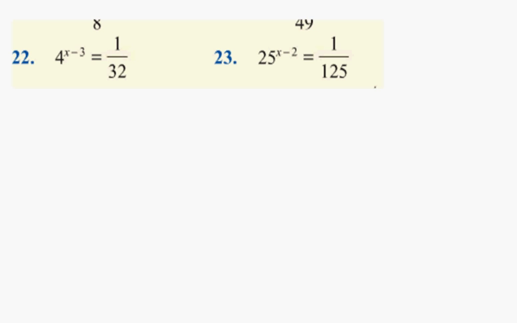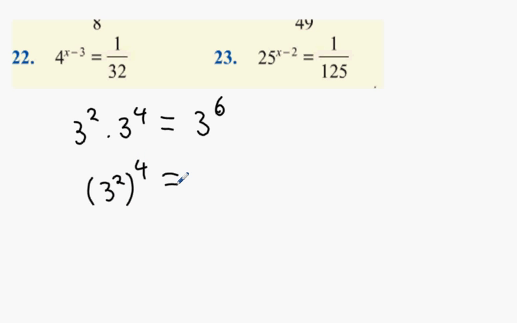Rule number 1. 3 to the power of 2 multiplied by 3 to the power of 4 is what? 3 to the power of 6. What did you do? Add them. He added the 2 of them together. Everybody right with that? What's 3 to the power of 2 to the power of 4? 3 to the power of 8. What's 3 to the power of 7 divided by 3 to the power of 2? 3 to the power of 5.